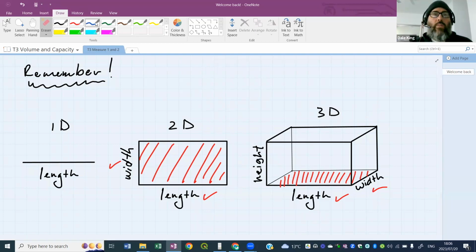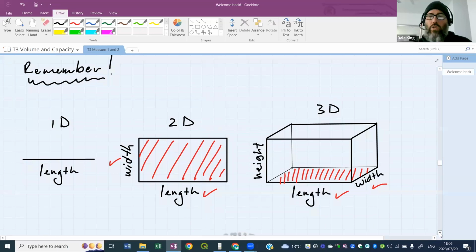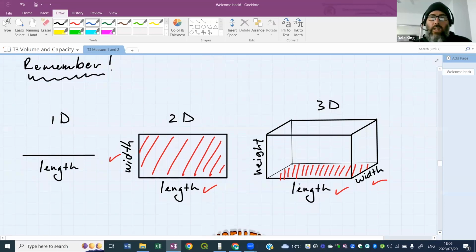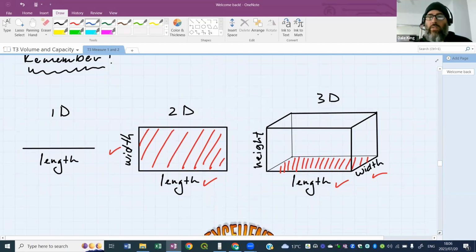So when we talk volume, we need 3 dimensions, and we multiply them all together to get our volume answer. From there, we can change to capacity. We're going to have a look at that later on. So usually they first ask you to take dimensions, multiply them together to get volume, and then they ask you to work with capacity after that.